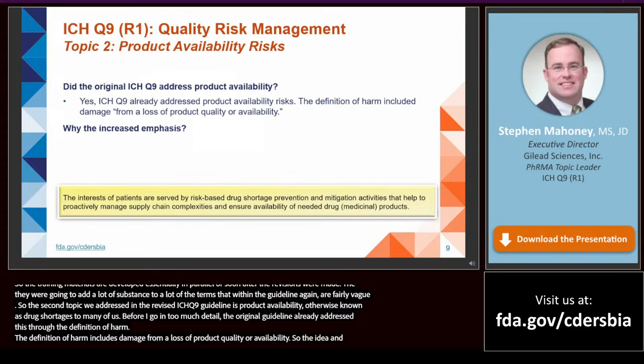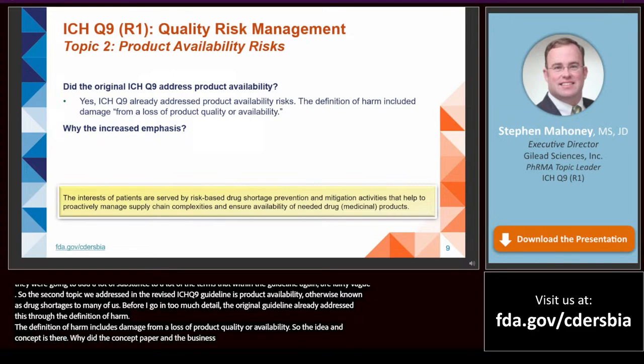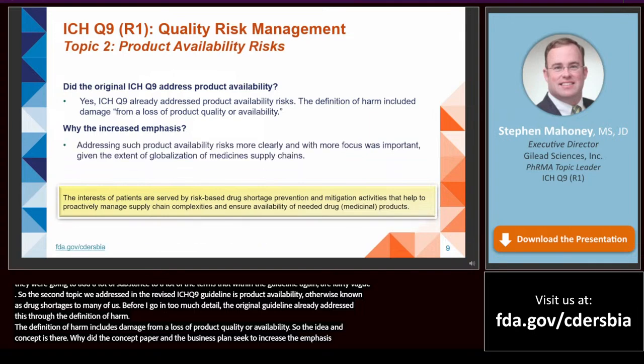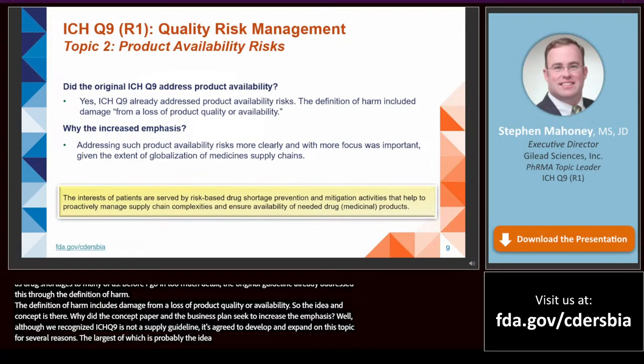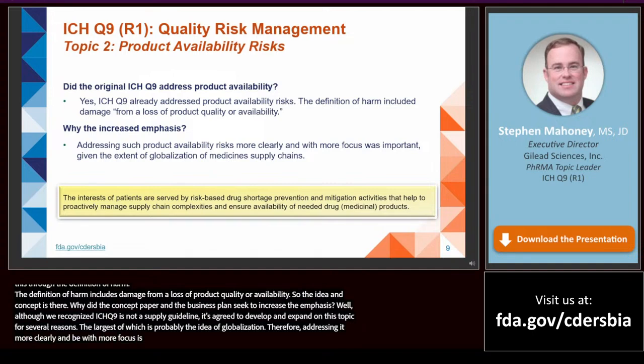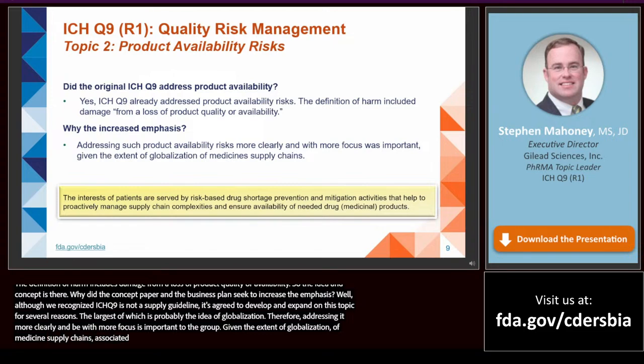Why did the concept paper and the business plan seek to increase the emphasis? Well, although we recognize ICH Q9 is not a supply chain guideline, it was agreed to develop and expand on this topic for several reasons, the largest of which is probably the idea of globalization. Therefore, addressing product availability risks more clearly and with more focus was important to the group, given the extent of globalization of medicine supply chains, the associated complexities, and the different types of fragmentation involved with this.